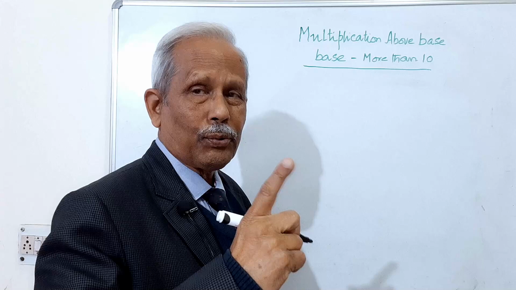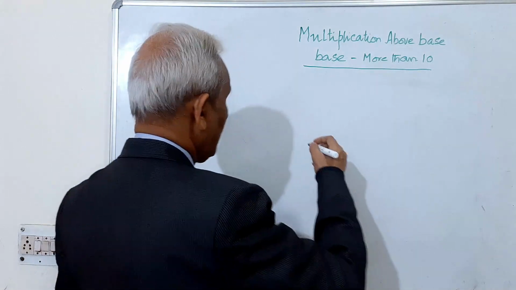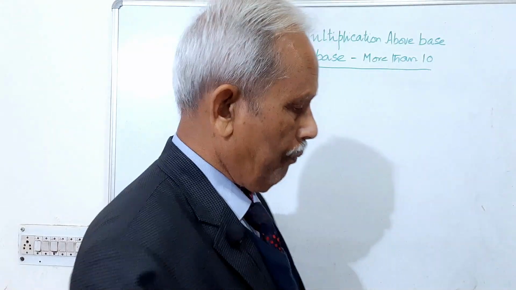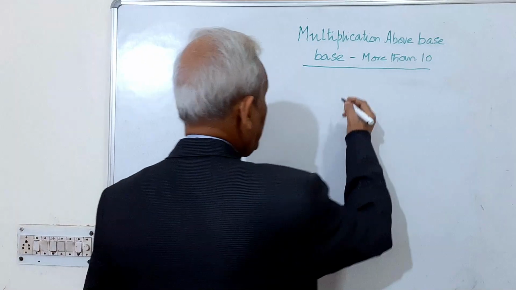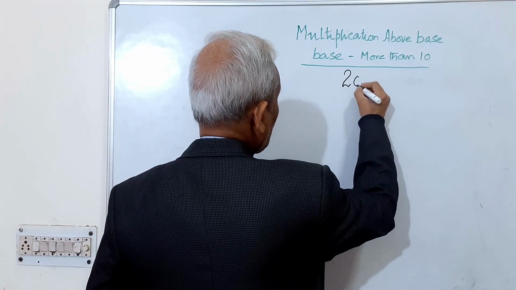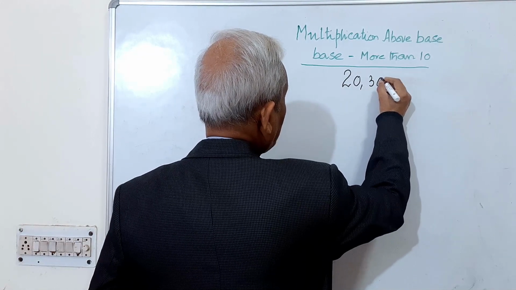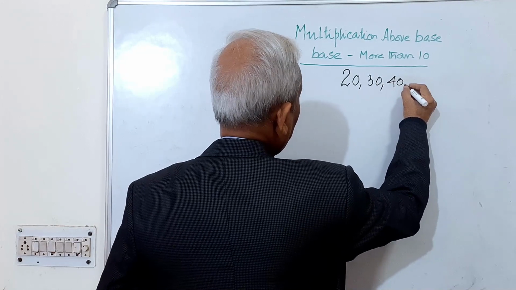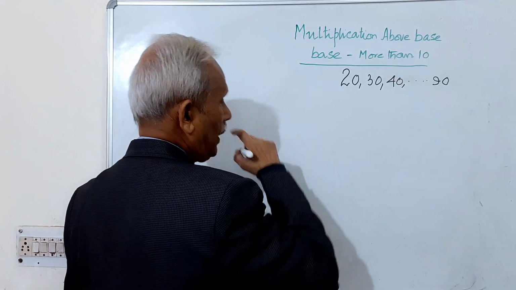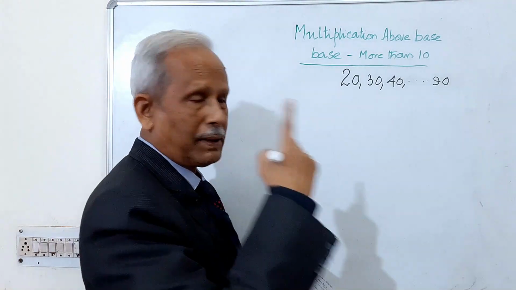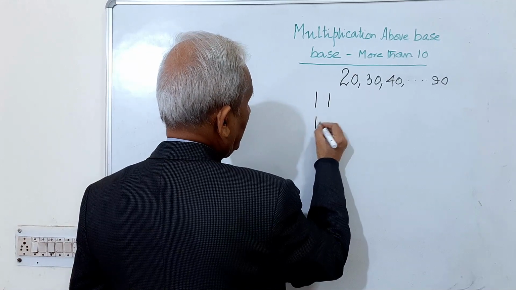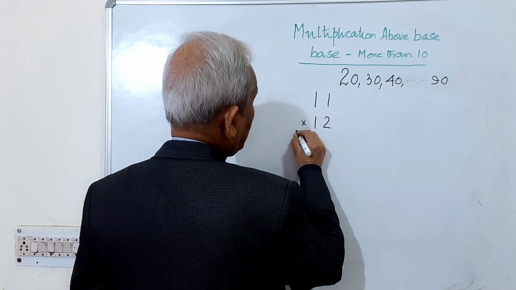Well, we'll first make a recapitulation of how we multiplied numbers which are above base when the base was 10. Here we are going to find out the base when the base is 20, 30, 40 and up to 90. So in case where the base is 10, I'll take an example: we want to multiply 11 with 12. Here the base is 10.